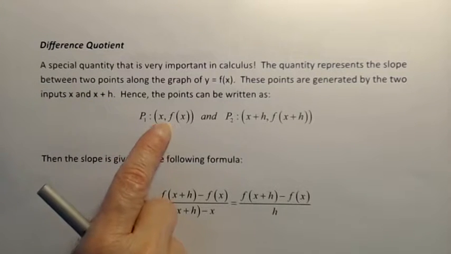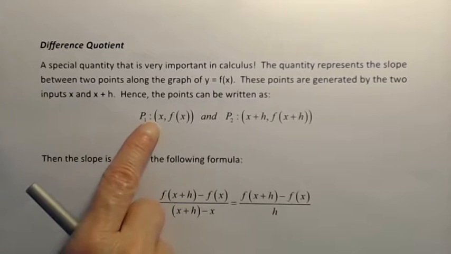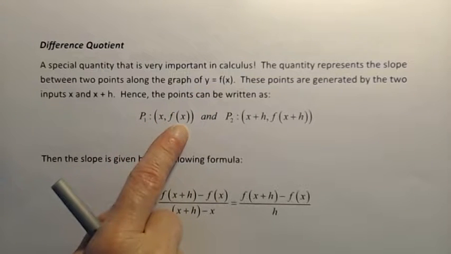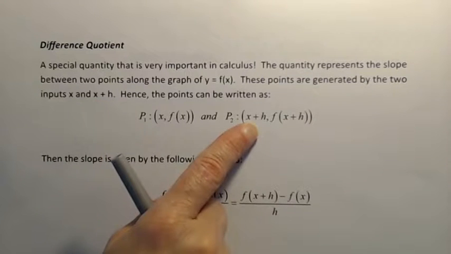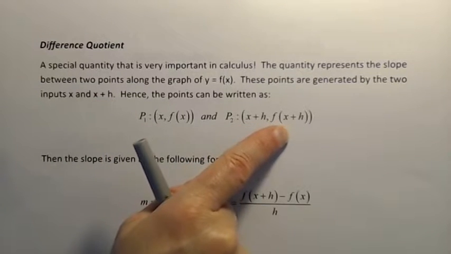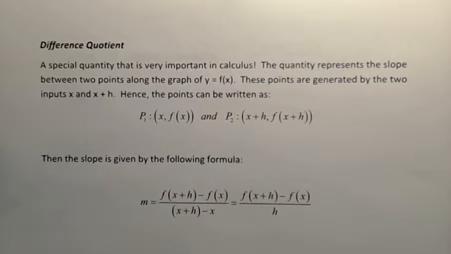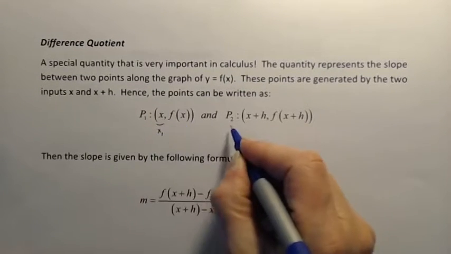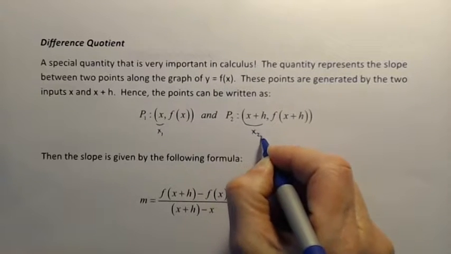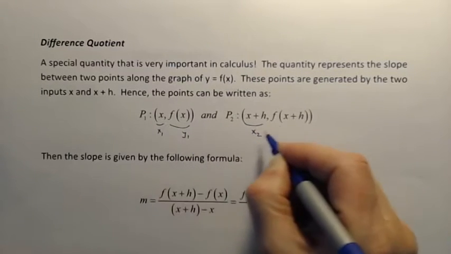Okay, so the points, remember, the first input is x, plug it in, the output will be f of x. Second point, we're going to input the quantity x plus h. So again, the output will be f of x plus h. Okay. So we use our slope formula, using this as x1 and x2. Here's your y1 and y2.